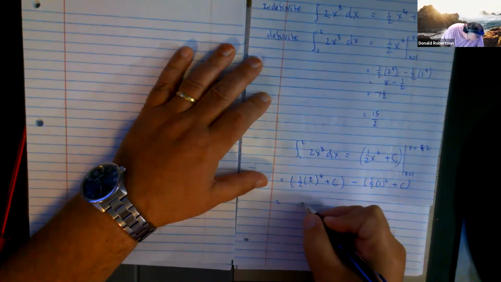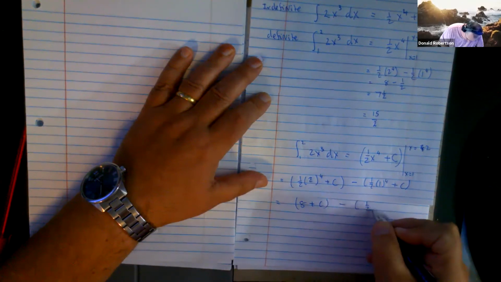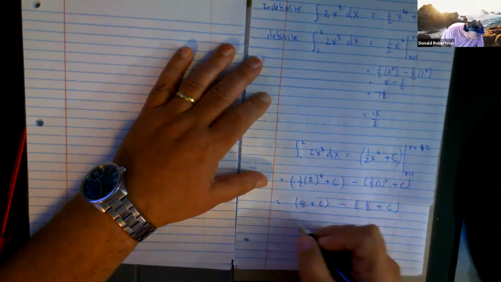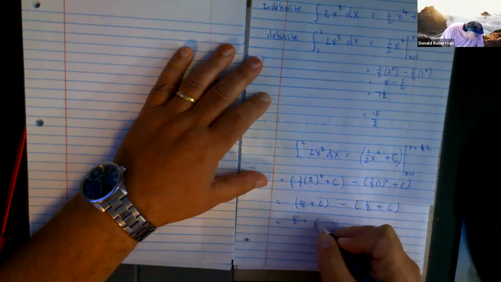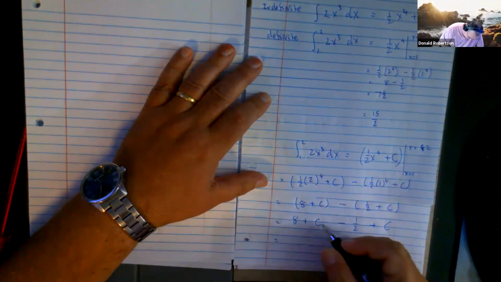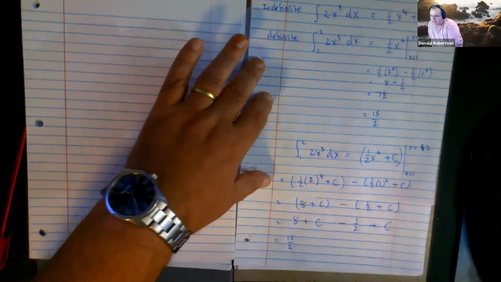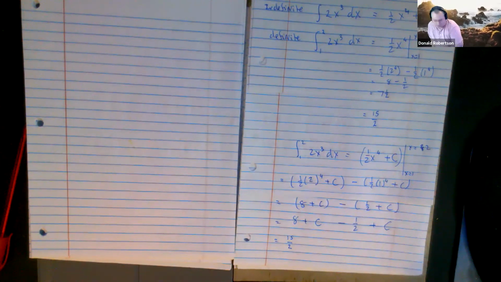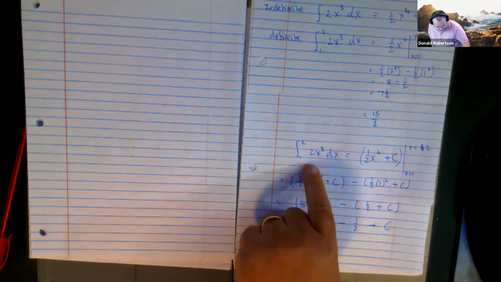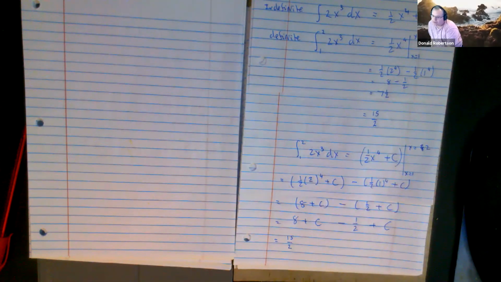This is 8 add C, take away 1/2 add C. That becomes 8 add C, take away 1/2 add C. And do you see that the C's cancel out and eventually you get 15/2? When you are finding a definite integral, ones with a start number and a finish number, do you see why we don't bother writing all those plus C's in? Because won't they always kill each other off in these questions?